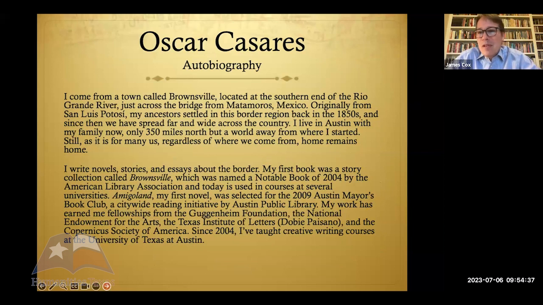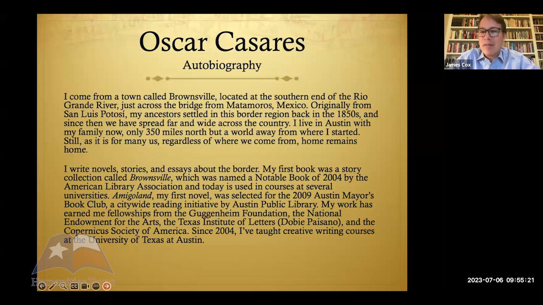Also, this is his autobiography. The most important thing he decides that he needs to tell you when he's telling you who he is is that he's from Brownsville, right? That's the first statement of his autobiography on his website. And then he tells you where it is, right? Located at the southern end of the Rio Grande River, just across the bridge from Matamoros, Mexico. Regionalism is something that we'll return to again in part 2 of the webinar. But this is just a way to frame a discussion of Oscar Casares.